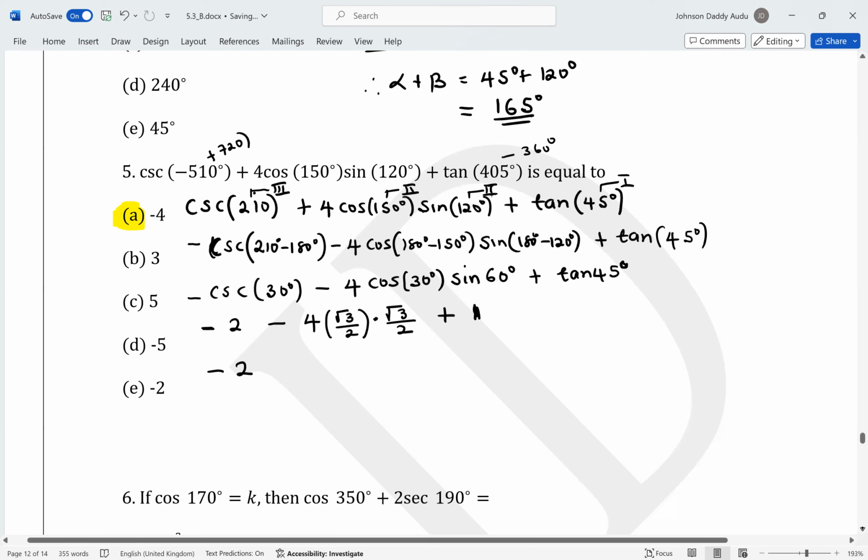So here we have minus 2 minus 4 times 3 divided by 4, plus 1. Then this and this will cancel. So it's just minus 3 plus 1. So everything is going to be minus 4, because you have minus 2 minus 3, which is minus 5, plus 1. So it's minus 4. So at this stage, what did we use here? We just used coterminal, right? And then in this line we used the reference angle.